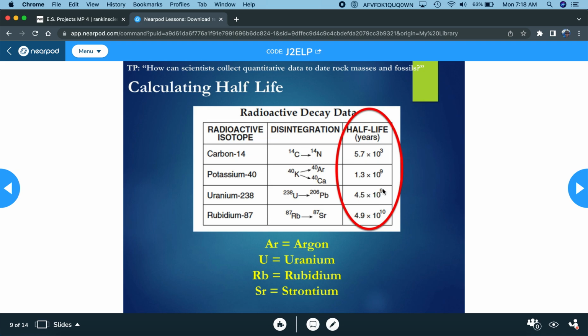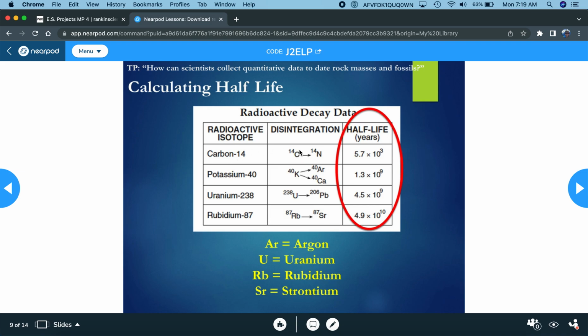4.5 times 10 to the 9th power. Again, that's a positive power here. You get to move this decimal place over 9 places. This would be 4,500,000,000 years. Last one is to the 10th power. That's 4.9 times 10 to the 10th. You're going to move this over 10 spaces, right? And this would be 49 billion years. All right, so these are the 4 that you need to know for this unit and for your exam.